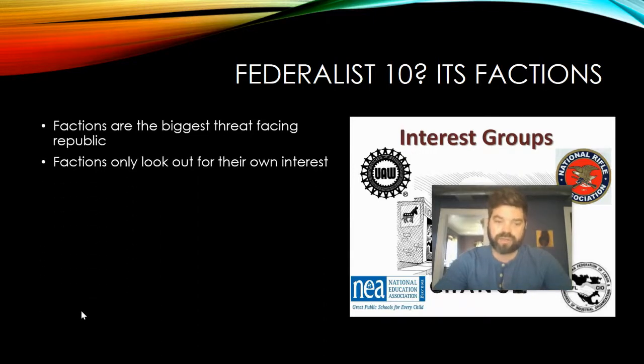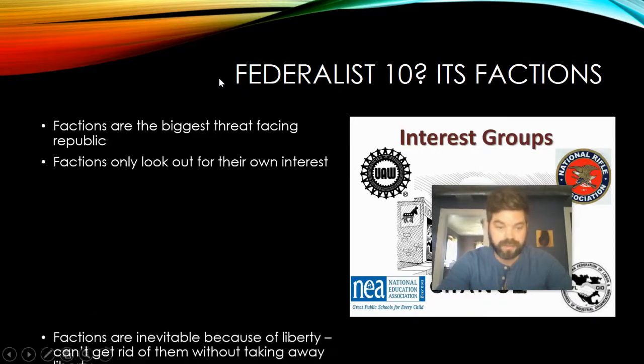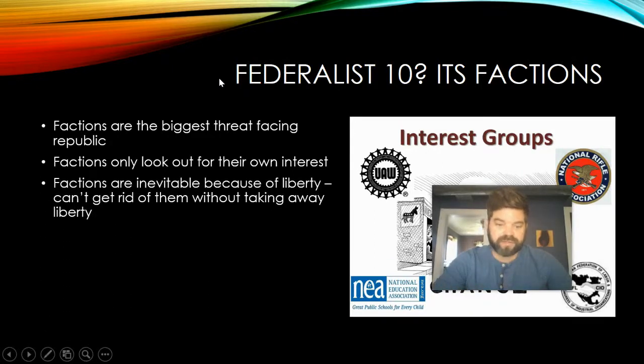Factions only look out for their own interests. Remember, factions are just groups that have similar interests, similar to interest groups. That's what we basically call factions today: interest groups. Factions are inevitable because of liberty. If you give people rights, they're going to form groups to advocate for their own rights and stances. If you give them liberty, if you give them the right to petition their government, they're going to form groups. If you give people freedom, there are going to be factions. It's just how it is.